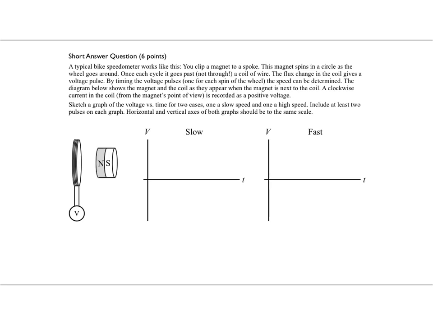Well, initially, when the magnet's far away, there's no field at all. And then the magnet swings into view, and there's a north pole of the magnet here, so it's making a magnetic field go to the left through the coil. And it says a clockwise current is recorded as a positive voltage. So think about this. If you had an induced flux to the left, the coil is going to make its own flux, which goes to the right. It's going to make its own field that goes like this.